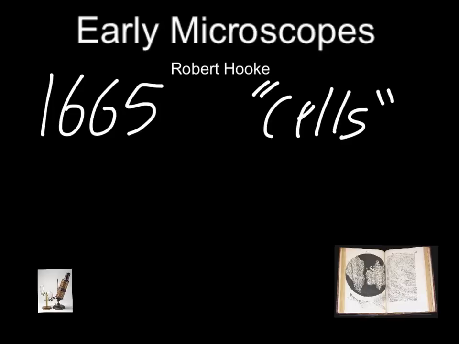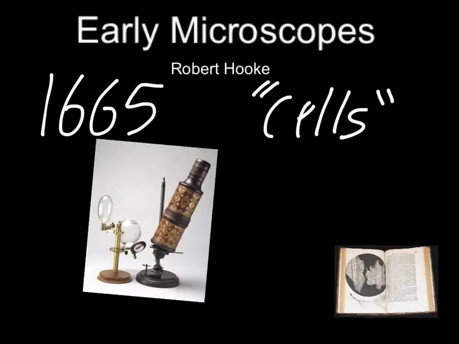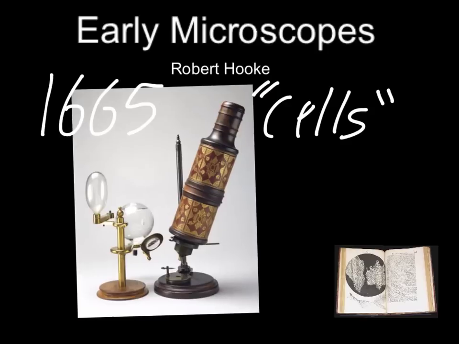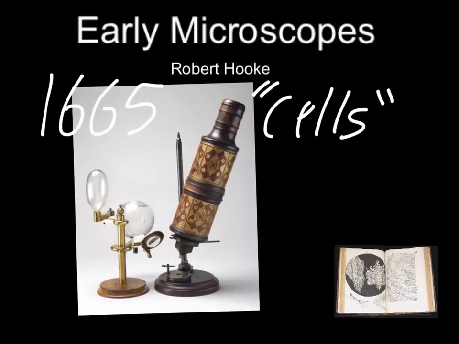The thing he's looking at under the microscope when he coins the term cells are actually cork cells, which, if you don't know, cork actually comes from the bark of a cork tree. So he's looking at plant cells, and he's using a very, very simple microscope. We looked at pictures of this before back when we first covered microscopes, but his microscope is extremely simple.